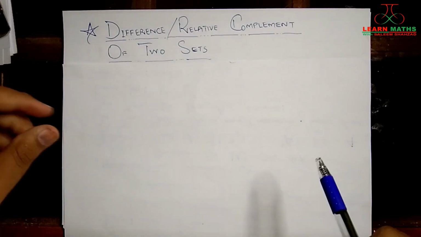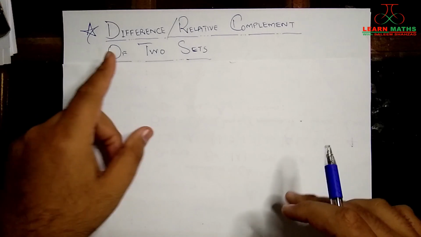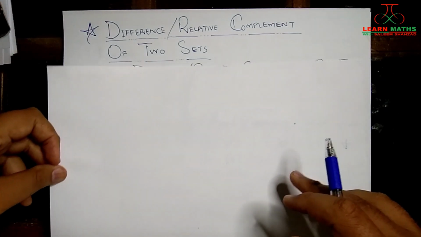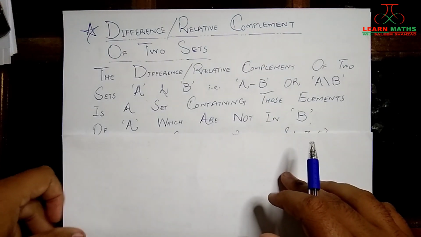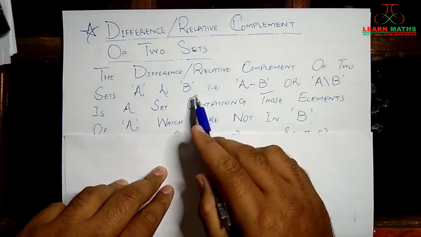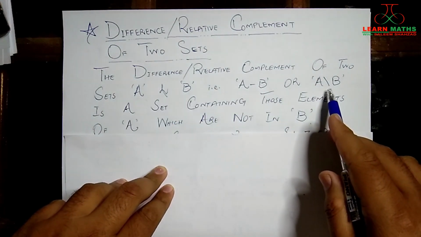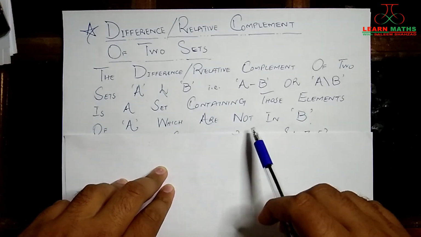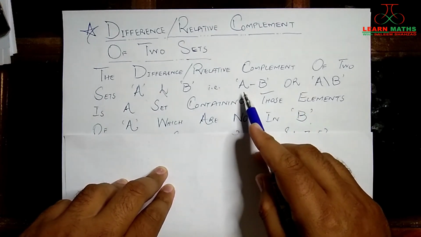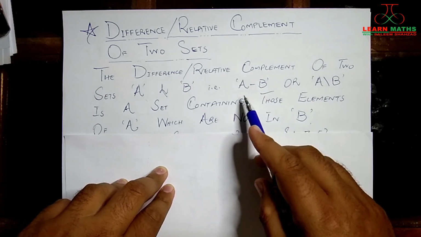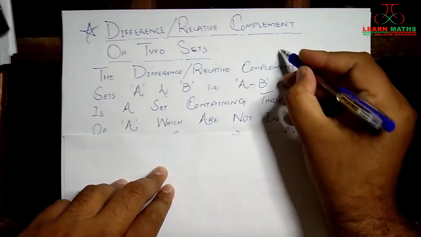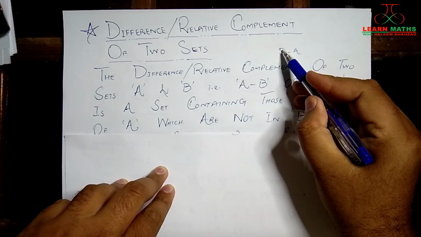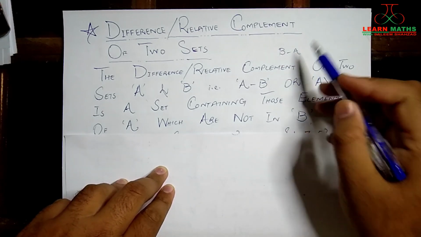The next operation that can be performed between two sets is we can take their difference, or you can call it the relative complement of those two sets. So what is this? The difference or relative complement of two sets A and B, that is A minus B, or sometimes it is denoted by this, is a set containing those elements of A which are not in B. Keep this in your mind. If you are taking A minus B, then you will take those elements of A which are not in B, and if you are talking about, let's say, B minus A, then you are going to take those elements of B which are not in A. Keep this in your mind.